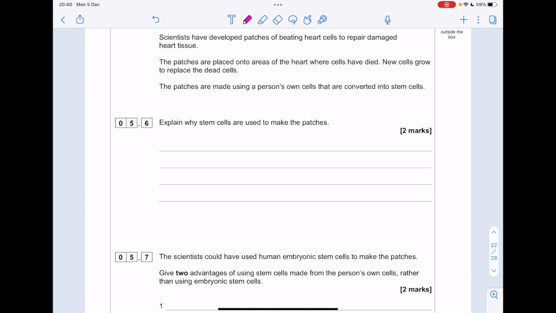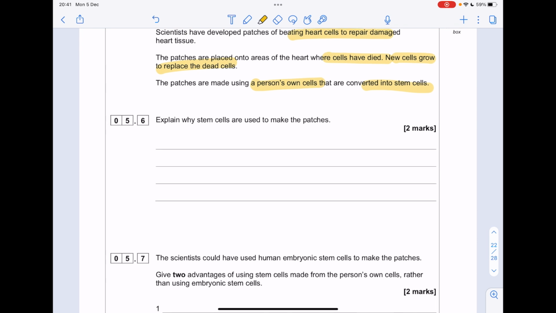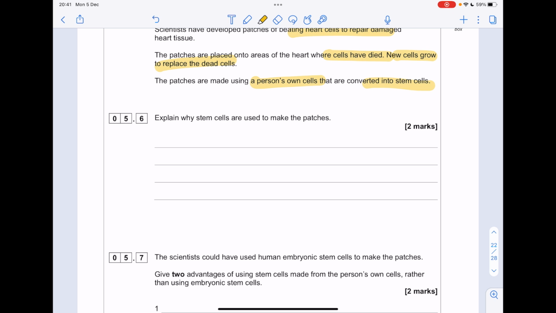Scientists have developed patches of beating heart cells to repair damaged heart tissue. The patches are placed onto areas of the heart where the cells have died. New cells grow to replace the dead cells. The patches are made using a person's own cells that are converted into stem cells. Explain why stem cells are used to make the patches.